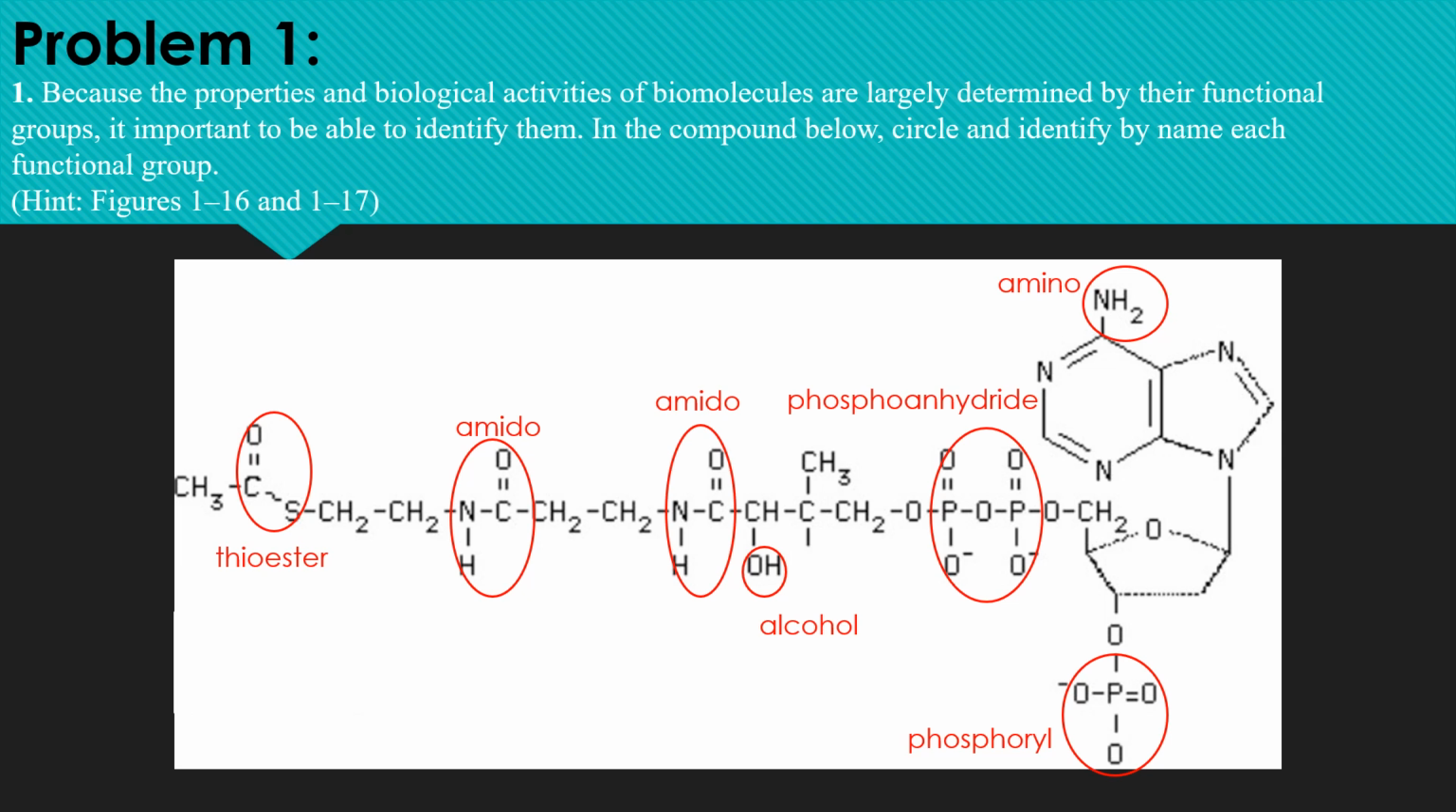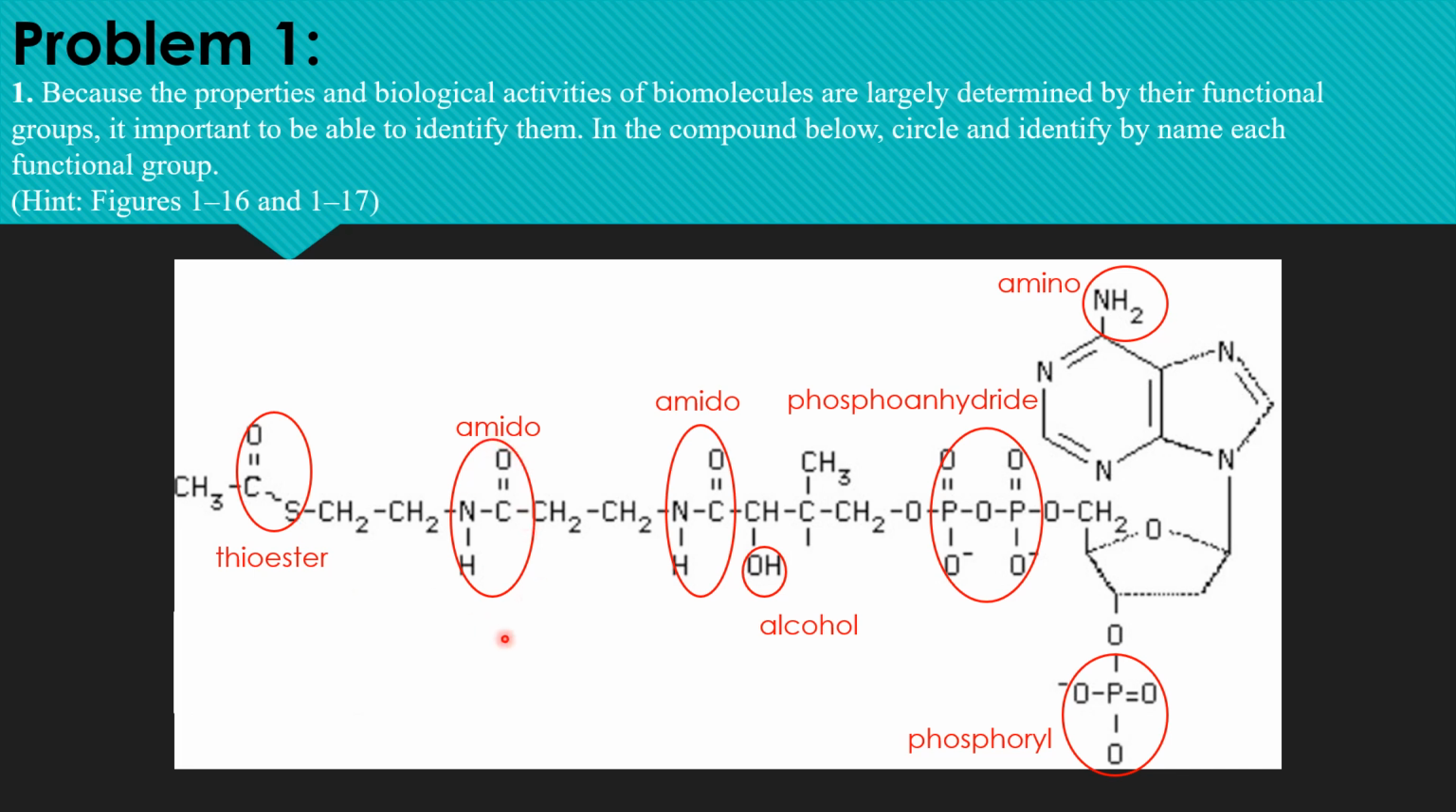Okay, so problem 1. Because the properties and biological activities of biomolecules are largely determined by their functional groups, it is important to be able to identify them. In the compound below, circle and identify by name each functional group. So this is acetyl coenzyme A, and starting from the left, we have thioester. So this carbonyl with a S is thioester.